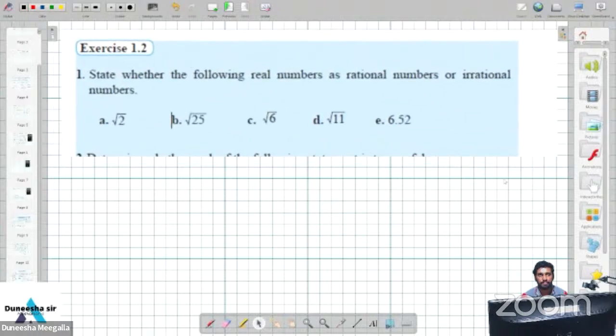Okay. What is the question? State whether the following real numbers are rational or irrational. What is root 2? Root 2 එකේ අගය බලන්න ඔයාලා calculator එකෙන් ගහලා. What is it? It's about 1.4142135622. It's going to infinity.